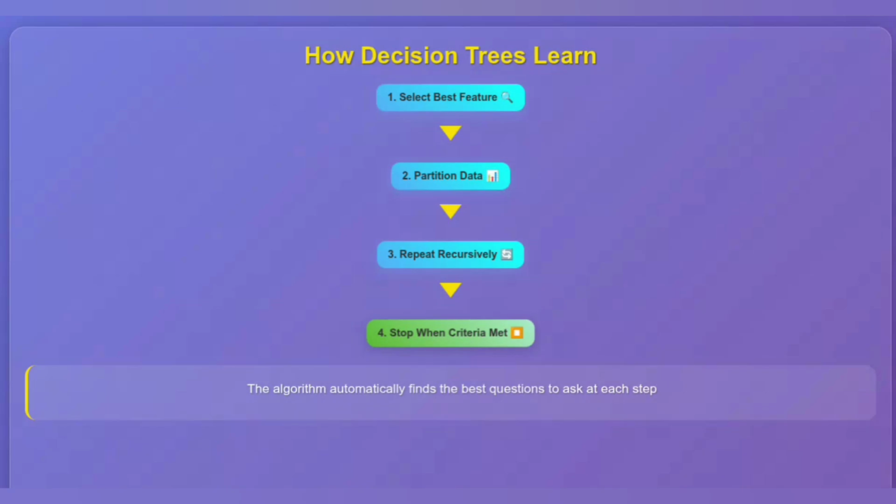Now, how does a decision tree actually learn from data? The process involves 3 main steps. First, we select the best feature to split on. Second, we partition the data based on that feature. Third, we repeat this process recursively for each subset until we reach a stopping condition.